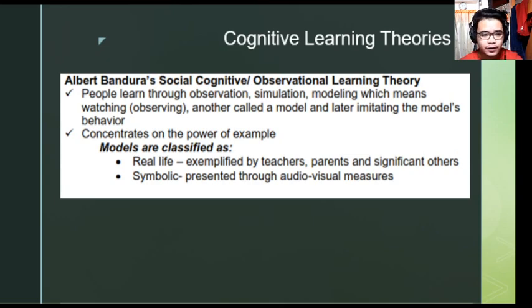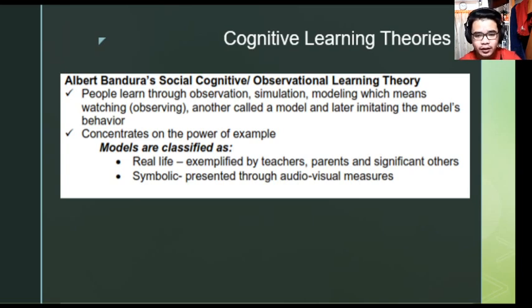And at first, we will be studying about Albert Bandura's social cognitive observational learning theory. The bottom line of this theory is that learners learn through observation. Okay, so they watch, they observe people, they observe their mothers and fathers, they imitate their teacher, and they have the tendency to imitate that behavior and manifest that behavior in real life. Okay, so we have to be very careful about ourselves, especially us among teachers.